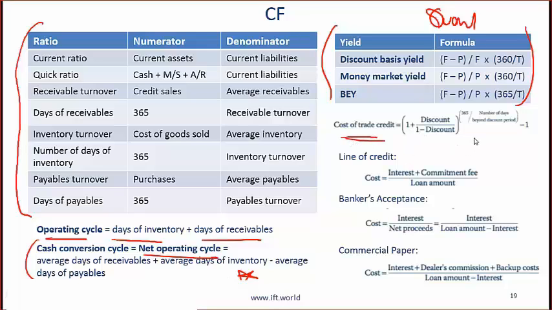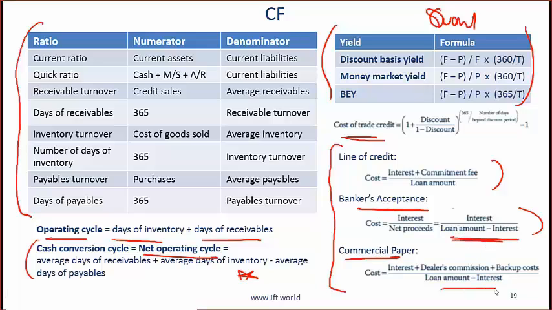Now, this is a formula taken straight from the curriculum. My advice is to understand the logic behind this and apply it. And then these are, I'd say, type 3 or type 4 formulas. There is an example in the curriculum and then a practice problem which talks about calculating these various costs. So learn the formulas and apply them. Just try to remember that with bankers' acceptance and commercial paper, we divide by the loan amount minus the interest. This is because the interest is paid upfront.